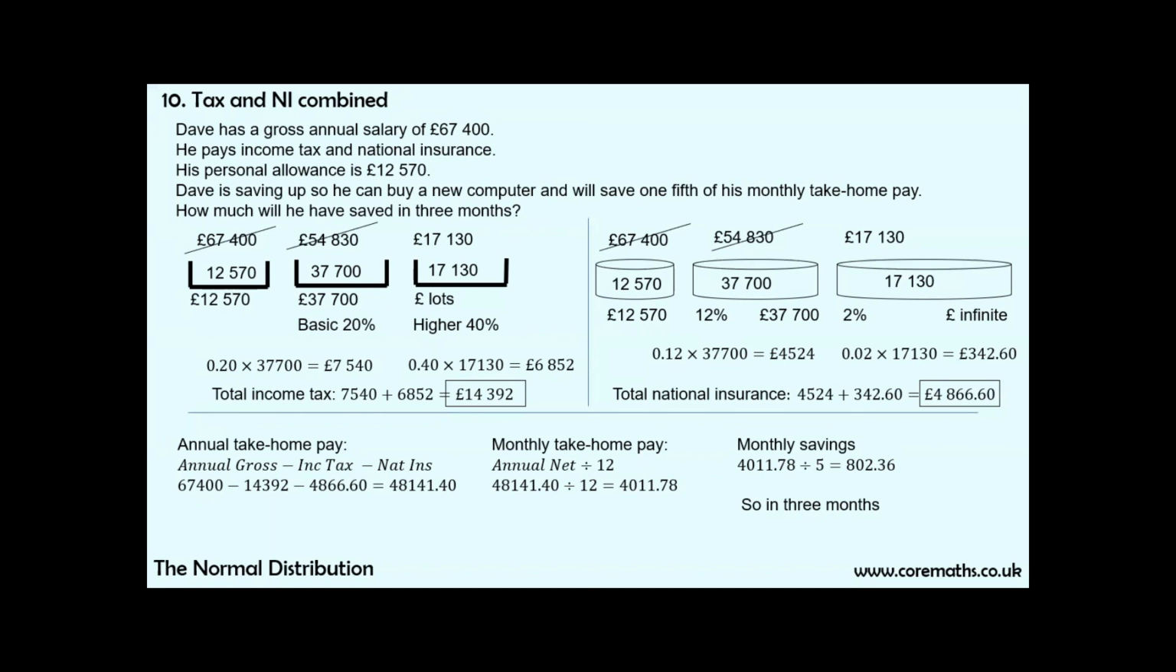£802.36 a month. Final bit was how much will he have saved in 3 months? That's going to be that times 3. So Dave is saving £2,407, which should be enough to get himself a nice computer in 3 months' time.